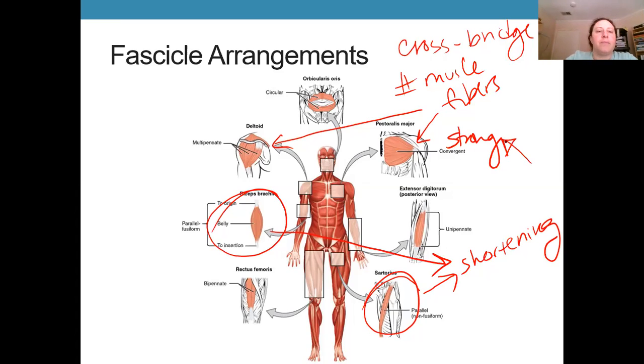These are going to be the multipennate, or any of the pennates and the convergence. They're going to be anywhere where strength is more important than degree of shortening. And then obviously the circular guys, it's not about strength or shortening, it's about controlling the inside.